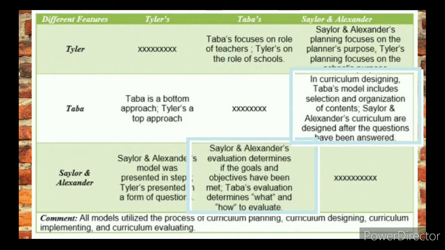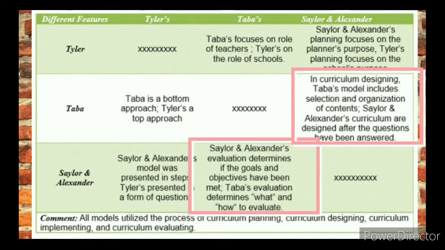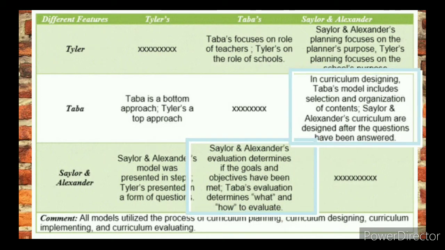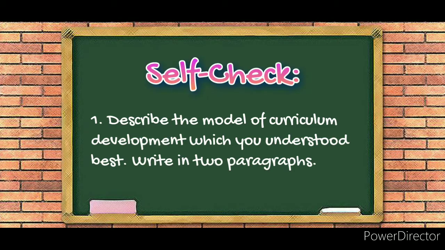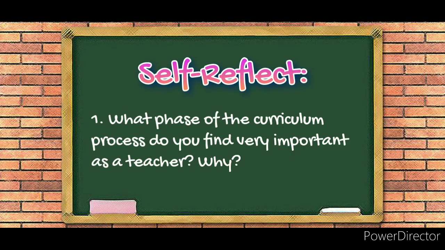To end, every model utilizes the process of curriculum planning, curriculum designing, curriculum implementing, and curriculum evaluating. Along with this lesson are activities you will have to work on. First, we have our self-check. Describe the model of curriculum development which you understood best. Secondly, we have to reflect what phase of the curriculum process we find very important as a teacher.